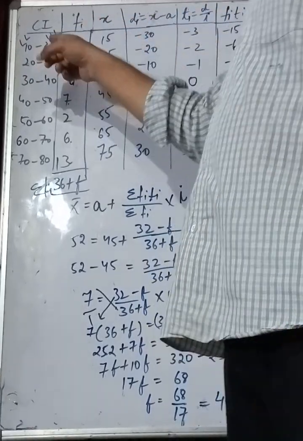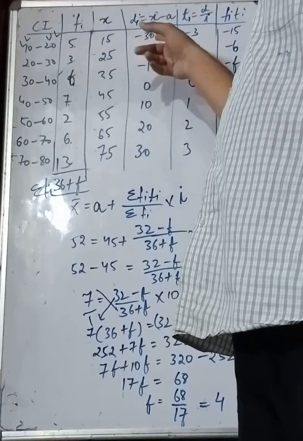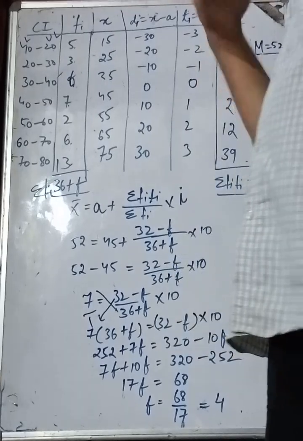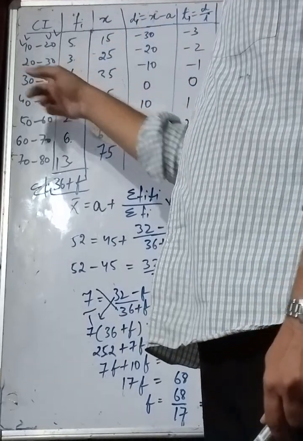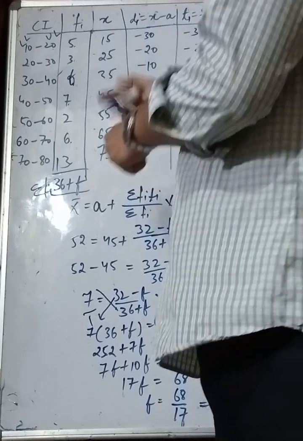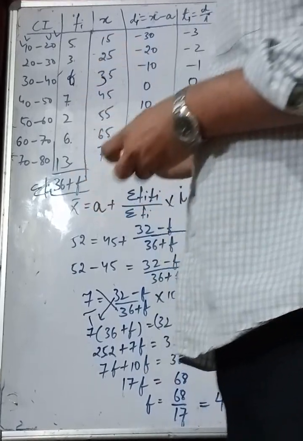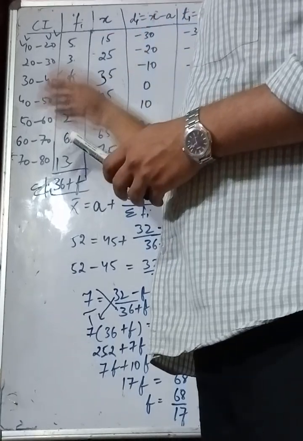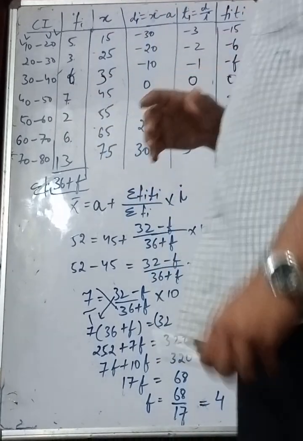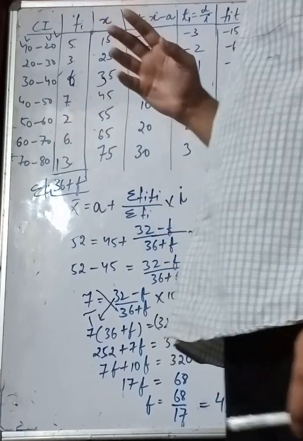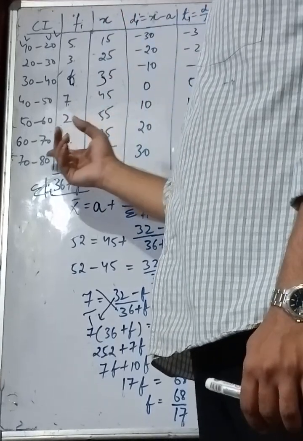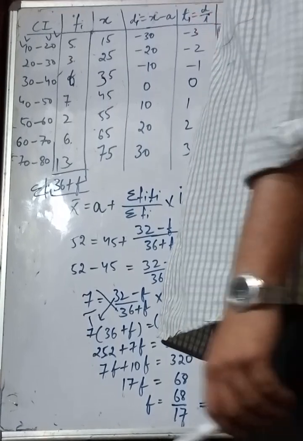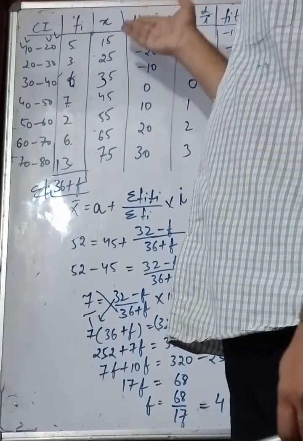So here 20 plus 10 is 30, half of 30 is 15. 30 plus 20 is 50, half is 25. 40 plus 30 is 70, half is 35. 50 plus 40 is 90, half is 45. 60 plus 50 is 110, half is 55. 70 plus 60 is 130, half is 65. 80 plus 70 is 150, half is 75. This is how we can calculate x.